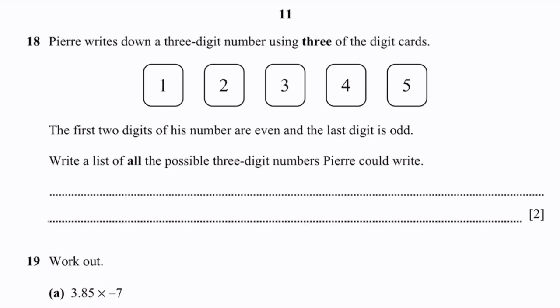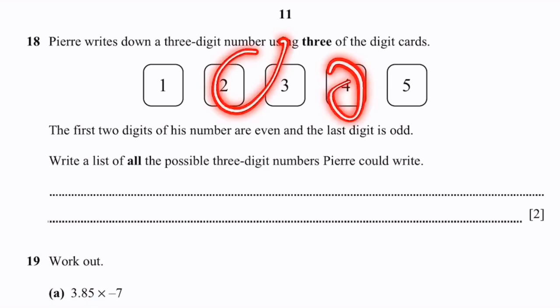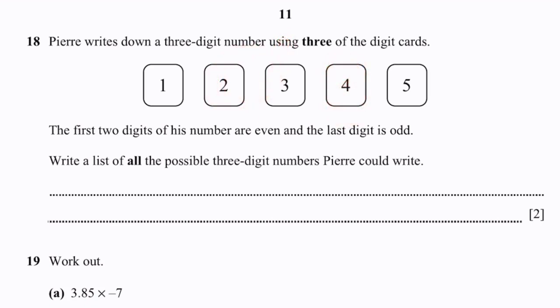So the first 2 are even. That means there are only 2 even numbers, so the first 2 digits have to be 2 and 4. The last digit can be any one of these 3. So we can write 241, 243, 245. So we got these 3.